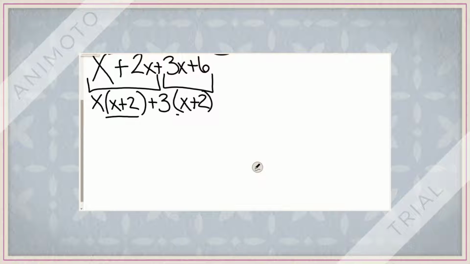Now, these two numbers that are in parentheses should be alike. If they are not alike, then you need to go back and recheck and make sure that you've done everything correctly. So once you get to this step, now we're going to factor out the like terms that these two terms have, which is x plus 2. That's why they need to be the same. And then after that, you bring down what's left over. So you have x plus 3.